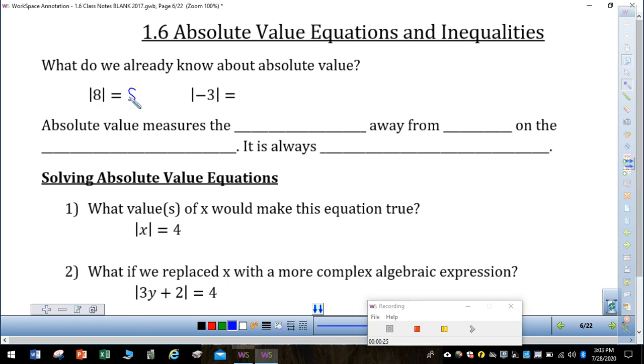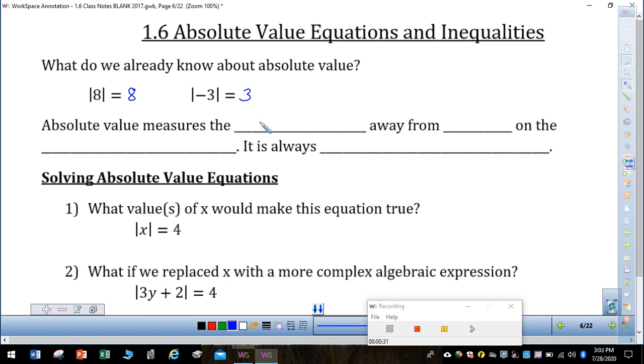And it is 8. In the next question, what is the absolute value of negative 3? It's positive 3. So one thing that you may remember about absolute value is that the result is always positive. So the absolute value of a positive number is positive. The absolute value of a negative number is also positive. It doesn't change the sign of whatever was inside of that symbol. It just makes the result always positive.